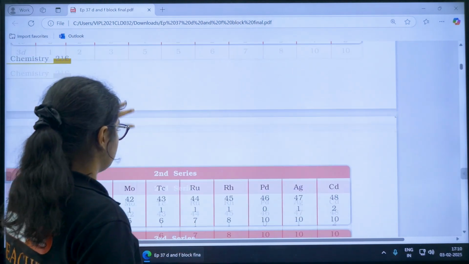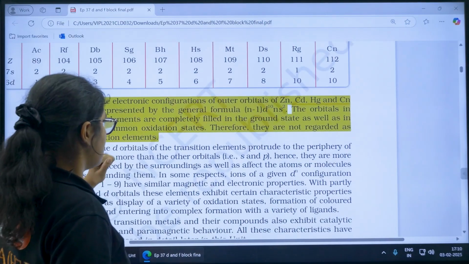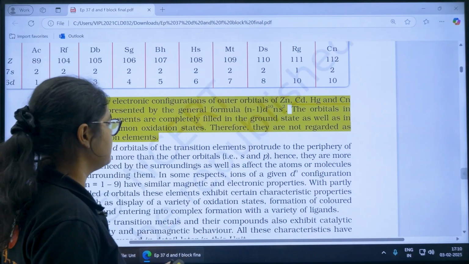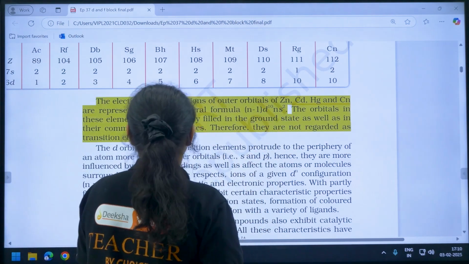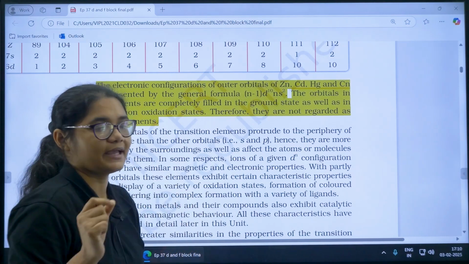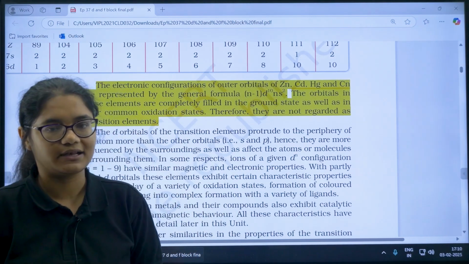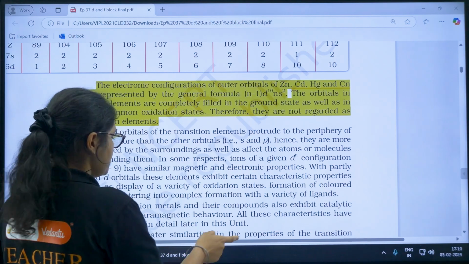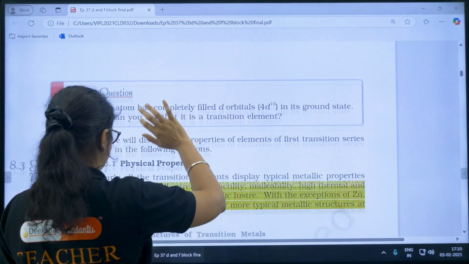Now what about zinc, cadmium and mercury? The general formula is (n-1)d10 ns2. They are not considered transition elements because they have fully filled d orbitals in both the common oxidation state as well as in the ground state. Next, nothing important is there, so you can move directly to their properties.